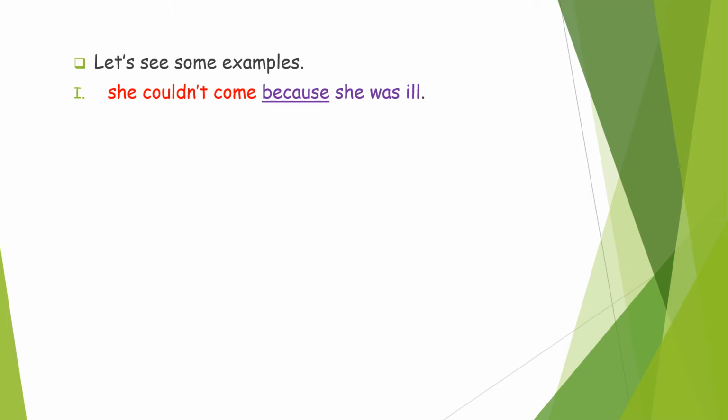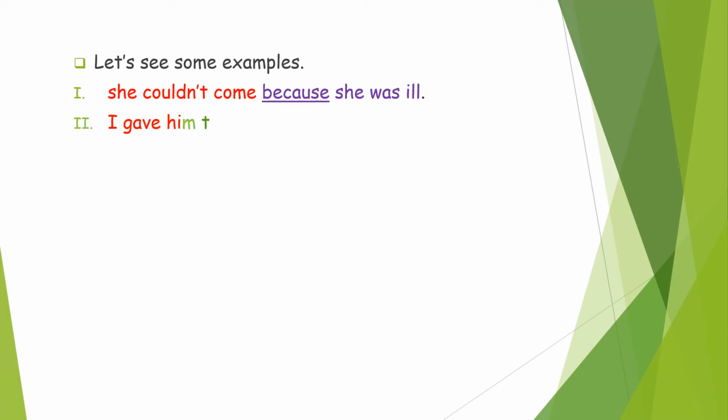If you read the first part, she could not come, the sentence is complete and meaningful. But when you read the later part, because she was ill, many questions arise in the mind: what happened if she was ill? The answer to that question is she could not come. So it is very clear, the first part is complete, but the second part beginning with because is incomplete. It has to depend on the former part.